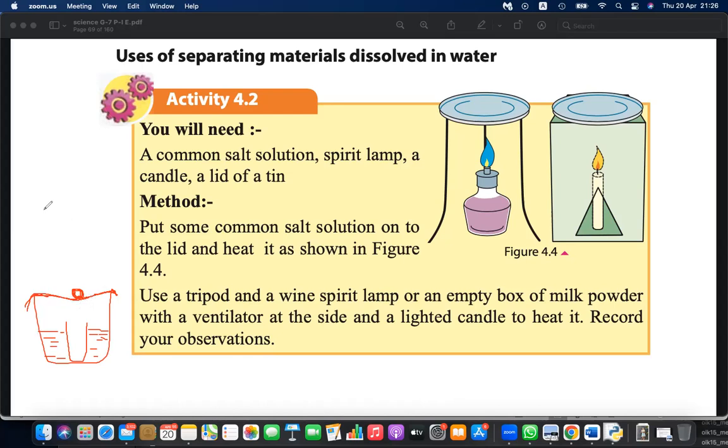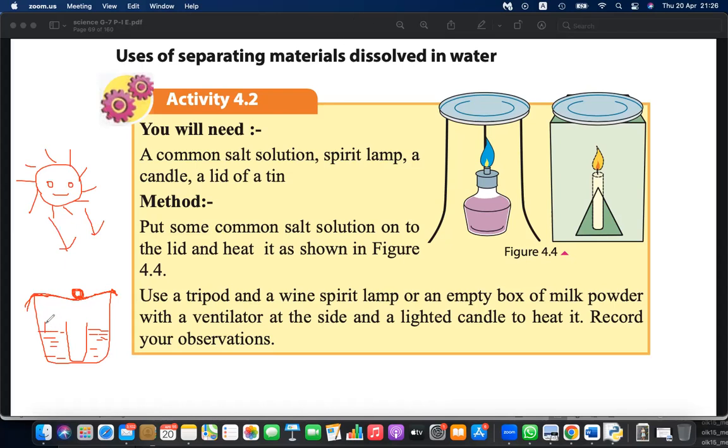So what will happen? Then you can expose this to the sunlight or heat it. You can heat it, or you can keep this setup exposed to sunlight. This also you can do as a practical. This is a grade 6 practical, but you can do it. You can expose this to the sunlight and keep it for 3-4 hours. Doing it just once won't work, keep it for a few hours.